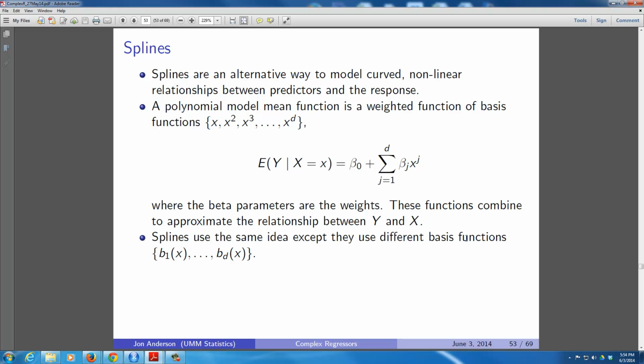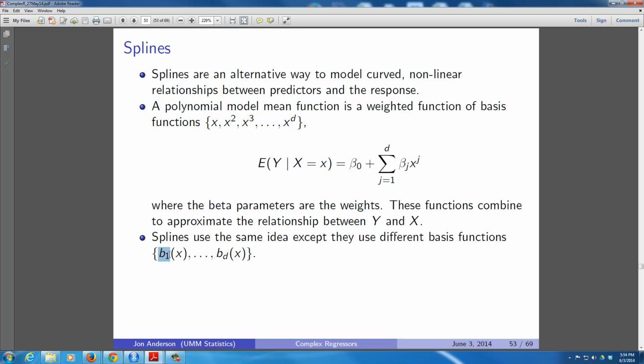Another way to handle curved relationships is through a technique called splines. Instead of having polynomials, or a weighted sum of these x to a power functions, what you can do is have different functions other than x to a power. Have a function b1 of x up to bd of x. Different basis functions rather than x to a power. And those kinds of functions are called splines.